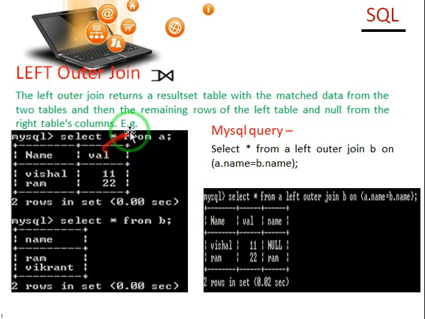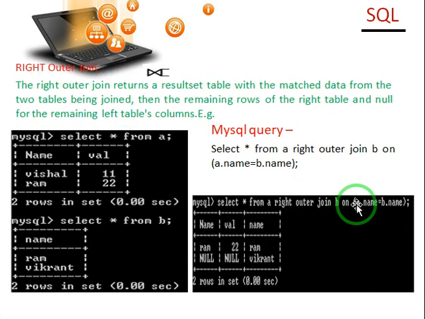Left outer join returns the resultant set with the matched values from the two tables and the remaining rows of the left table. So this is the syntax for left outer join: SELECT * FROM A, table name A, LEFT OUTER JOIN table 2, which is B.